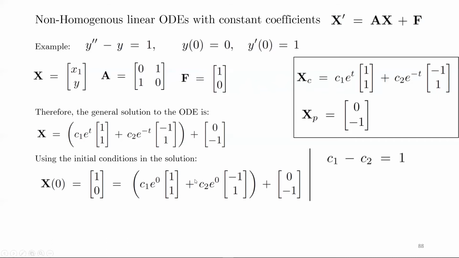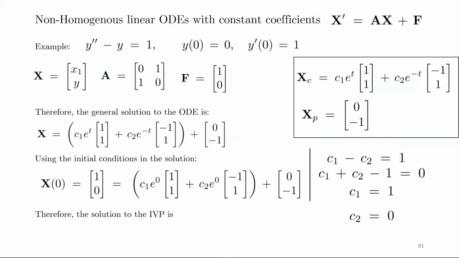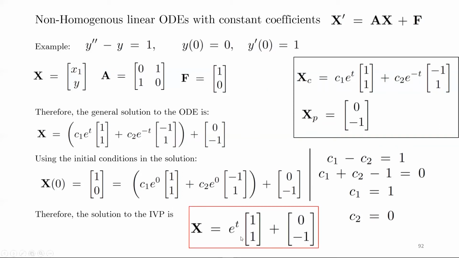So reading this line by line, 1 times C1 plus negative 1 times C2 plus 0 equals 1. So C1 minus C2 equals 1. And then the second line, C1 times 1 plus C2 times 1 minus 1 equals 0. And we should be able to find that C1 equals 1 and C2 equals 0 there. So the solution to the initial value problem using C1 equals 1 and C2 equals 0 is therefore e to the t times 1, 1 plus 0, negative 1, because C2 was 0.